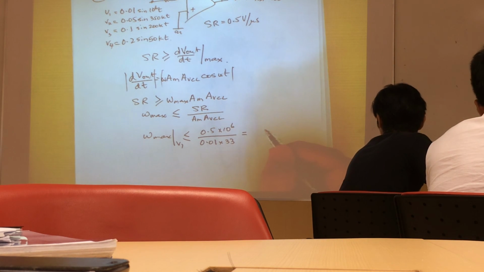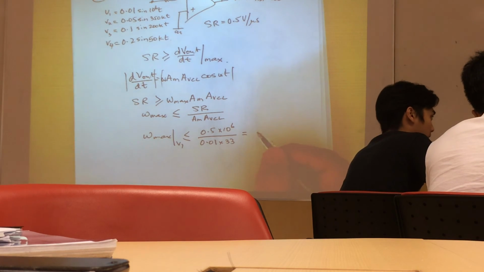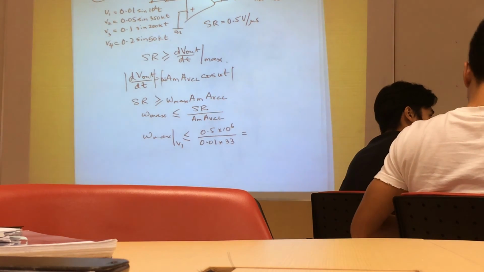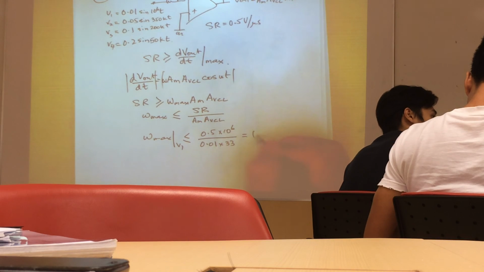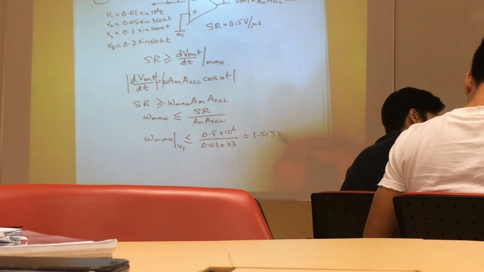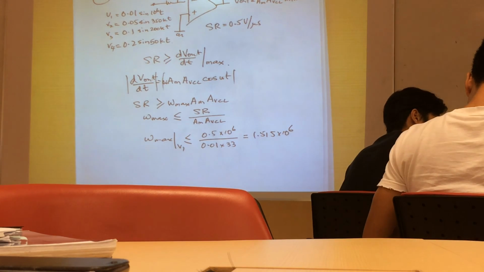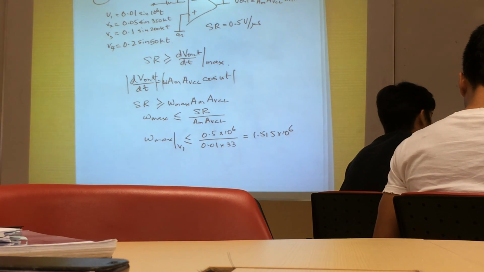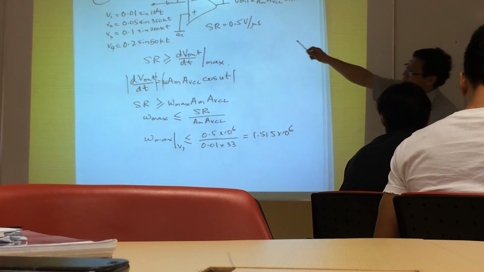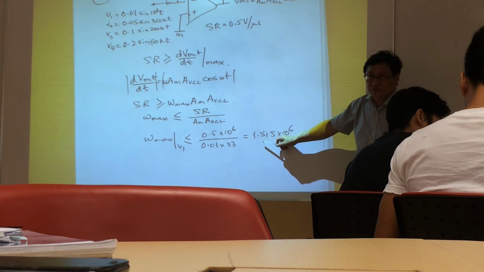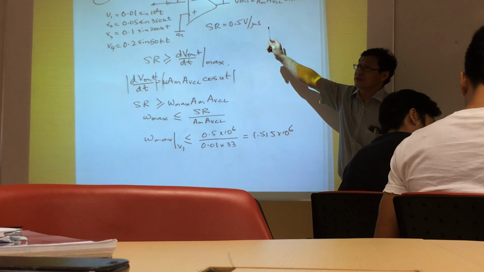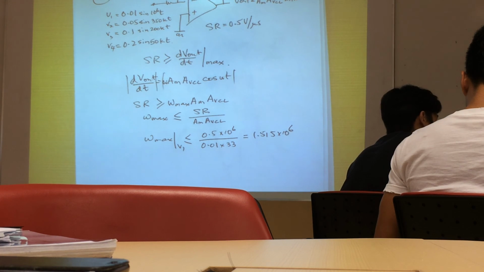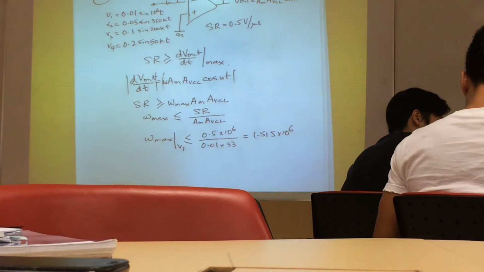If you work this out, the frequency is found to be 1.515 times 10 to the 6. The input frequency that we are entering is 1 meg, but the maximum allowable frequency is 1.5 meg. Therefore, the first signal goes into the amplifier and comes out undistorted. So it's good, no problem.